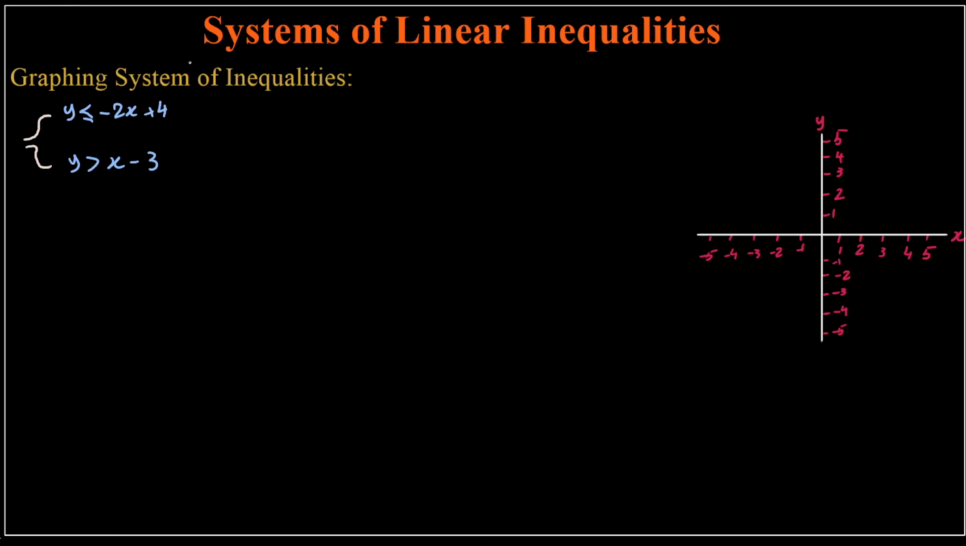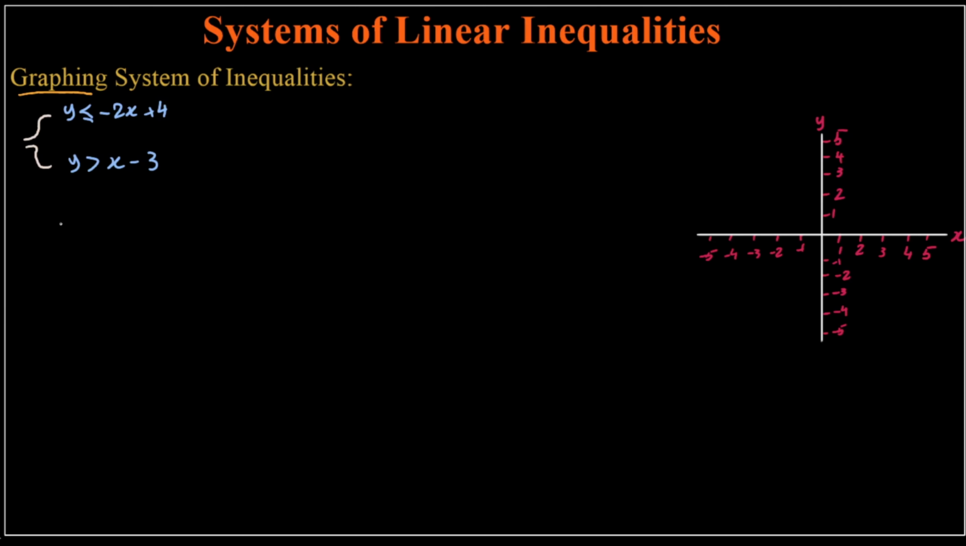In this video, we are going to talk about systems of linear inequalities. Here we have two inequalities. We are going to call them a system of inequalities. If we have more than one inequality, we call them systems of inequalities. In previous videos, we talked about how to graph an inequality. But in this lesson, we have systems of inequalities.